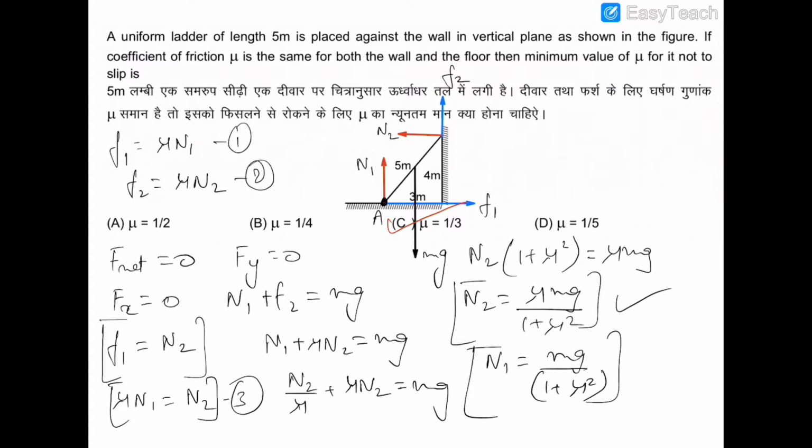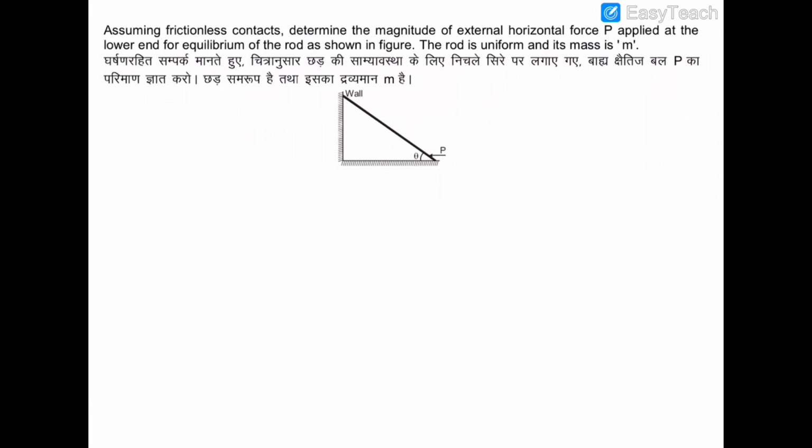Now let's move on to the next question. In this question, you can see that there is a rod which is kept leaning on the wall and the floor, and the wall and floor are frictionless. It is given in the question. Now to keep this rod in equilibrium, we have to apply some force P at the lowermost end of the rod, and we have to assume that the mass of the rod is m, and find the minimum value of this applied force P so that the rod remains in equilibrium.